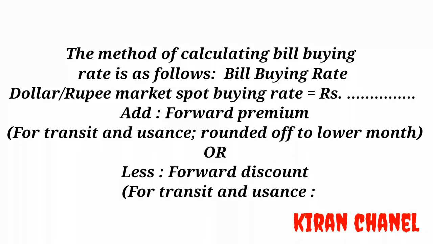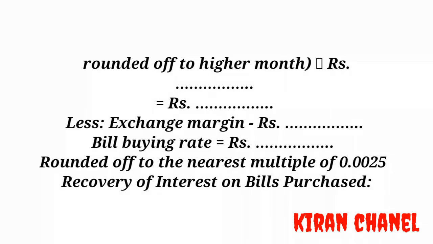Bill buying rate: dollar-rupee market spot buying rate equals Rs. Add forward premium for transit and usance, rounded off to the lower month, or less forward discount for transit and usance, rounded off to the higher month, equals Rs. Less exchange margin Rs. Bill buying rate Rs, rounded off to the nearest multiple of 0.0025.